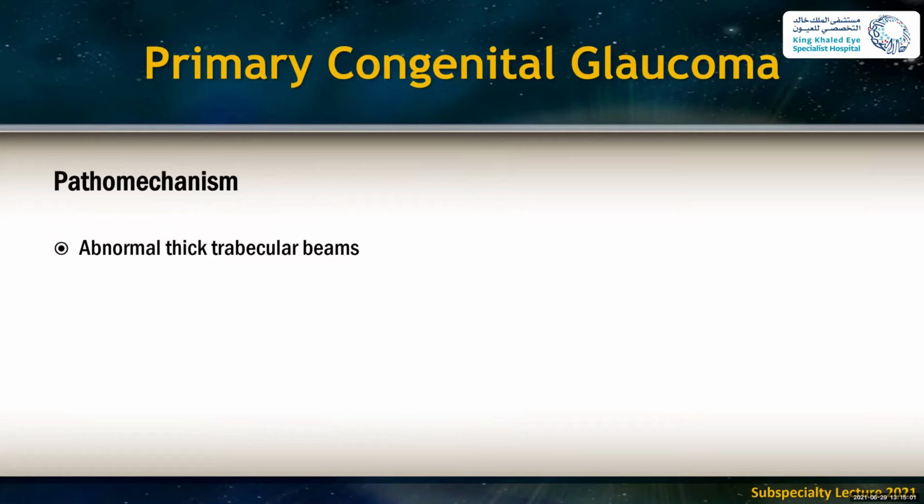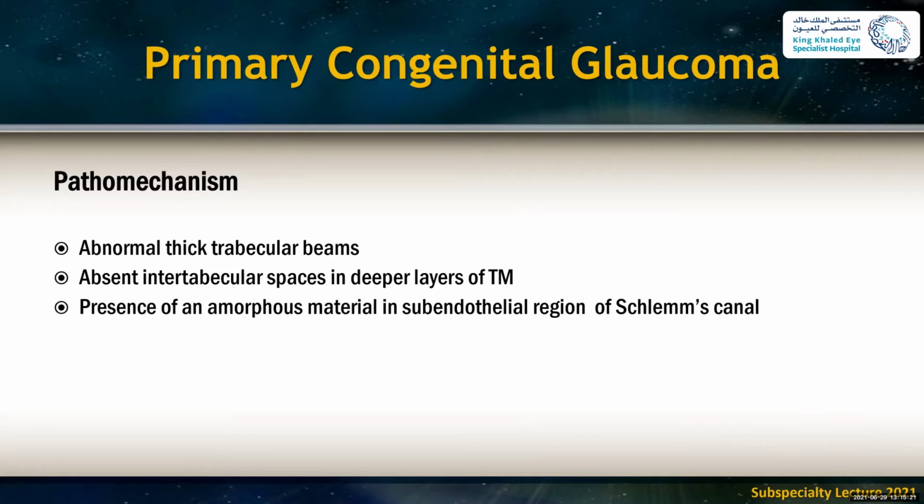Mechanism, as I told you, many reports talk about abnormal thickening of trabecular beams, loss or absence of intertrabecular spaces between the needle layers of the trabecular meshwork at the level of the juxtacanalicular meshwork, presence of amorphous material in the subendothelial area, juxtacanalicular, a little bit before Schlemm's canal, and totally or partially absent Schlemm's canal, especially in the newborn type, which indicates the severity of the disease.